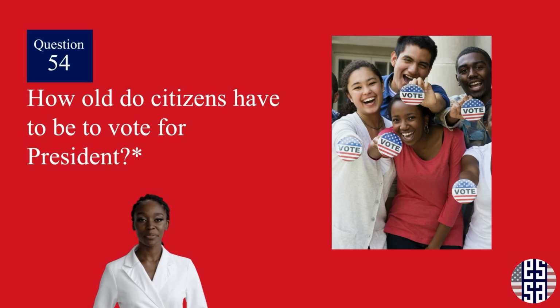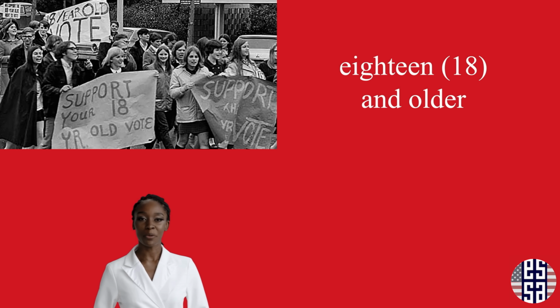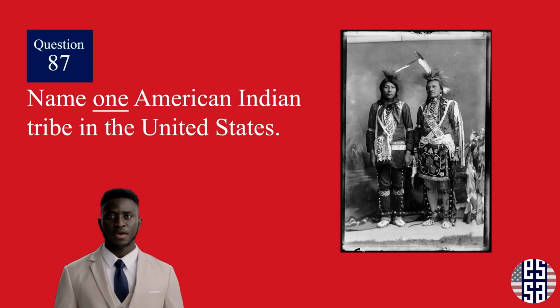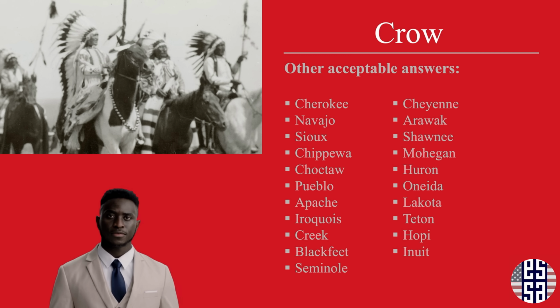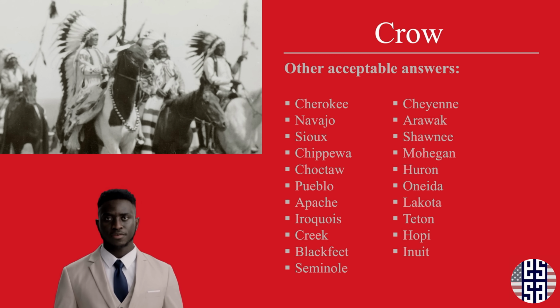How old do citizens have to be to vote for president? 18 and older. Name one American Indian tribe in the United States. Crow. The list of American Indian tribes shows a couple of other acceptable answers. There are actually over 500 federally recognized tribes. But we feel it is easiest just to remember, Crow.